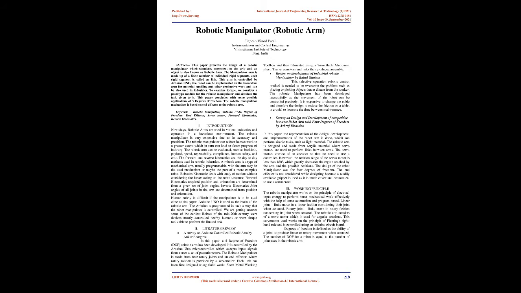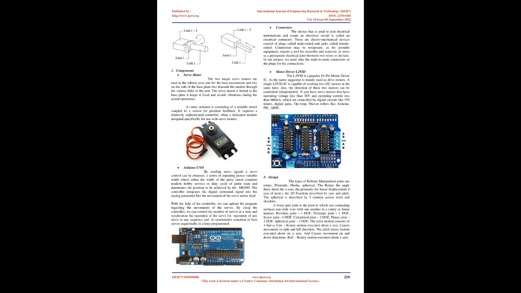Survey on design and development of competitive low-cost robot arm with 4 degrees of freedom by Ashraf El-Sishian. In this paper, the design, development, and implementation of the robot arm is presented, which can perform simple tasks, such as lifting light material. The robotic arm is designed and made from acrylic material, where servo motors are used to perform links between arms. The servo motors consist of an encoder so there is no need to use a controller. However, the rotation range of the servo motor is less than 180 degrees, which greatly decreases the region reached by the arm and the possible positions.